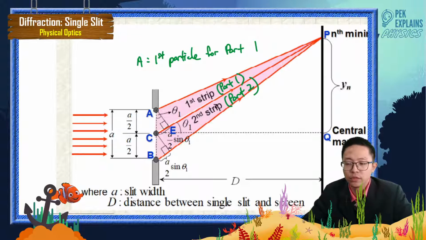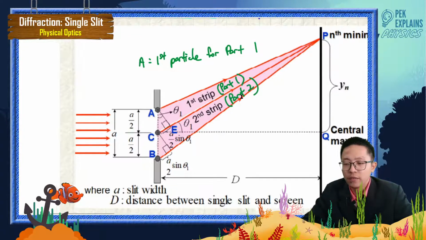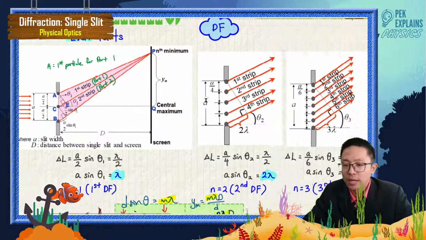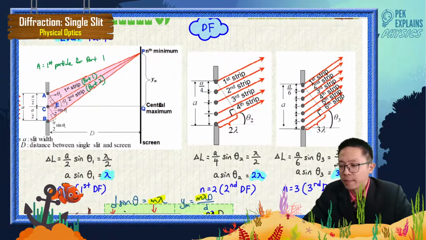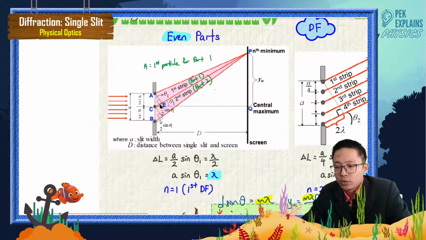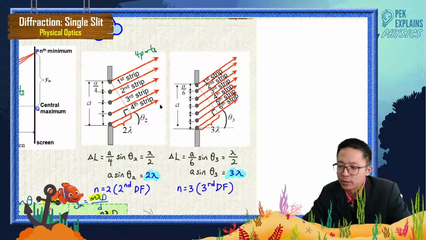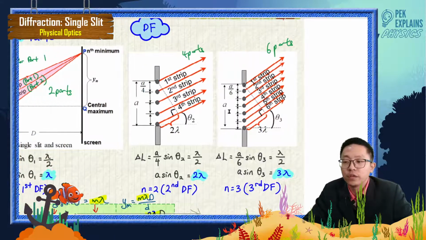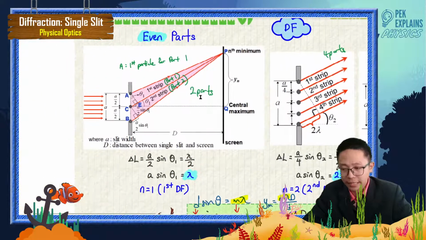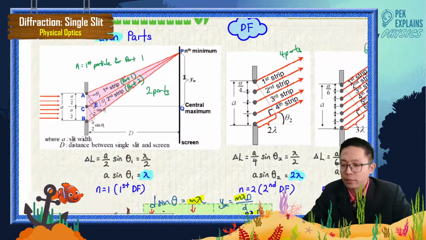I divide into even parts. Two parts, even parts, we have 2 parts. We have 4 parts here. Here we just have 2 parts. We also can divide into 4 parts. We also can divide into, what's the next one? 6 parts. Yeah, these are the even parts. You understand? Later we'll know why we divide into these parts.